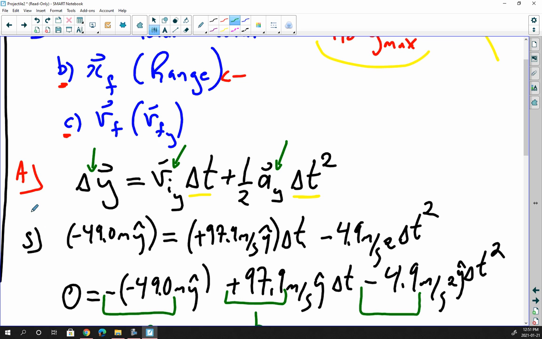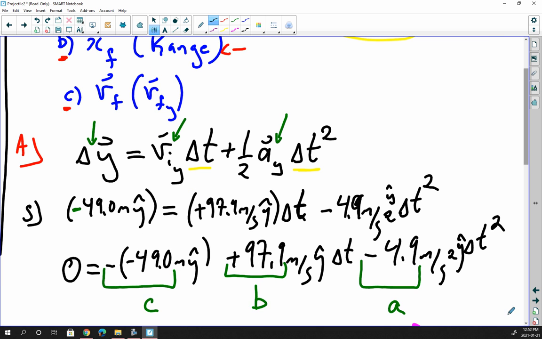And then S for substitute, I'm going to plug in numbers. So what was my change in position y component? Well, it was on a cliff and then it fell below the cliff. It fell by negative 49 meters y hat. Here was its initial velocity y component. Delta t is what we're going to solve for. And then half of the acceleration y component. Well, we know acceleration y component is negative 9.8 meters per second squared. Half of negative 9.8 is negative 4.9. So that's why that is in there. Forgot a y hat. All right, so I just plugged in numbers there.